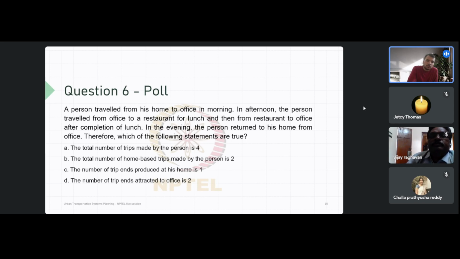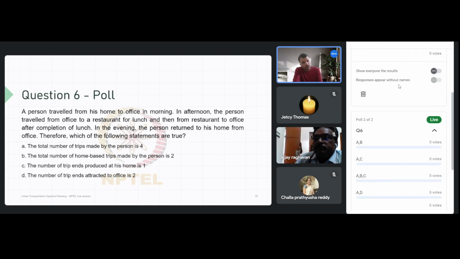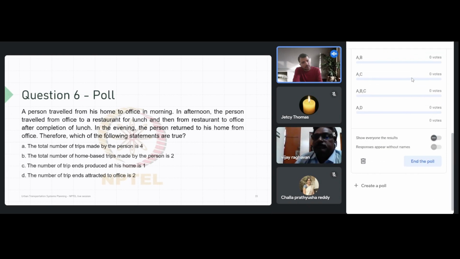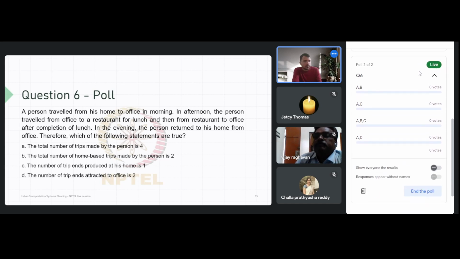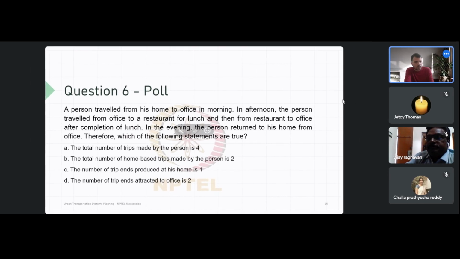So if you can see on the bottom right of your screen, there is an icon which is like a triangle, a square, and a circle. If you click on that, there will be polls in that. You can go there and respond. I have entered the choices there to be more easy to identify. I'll give maybe 2 minutes for this.